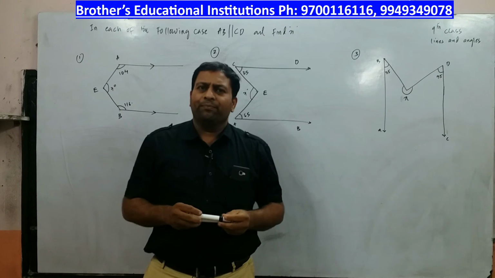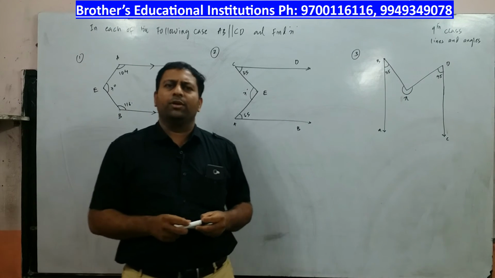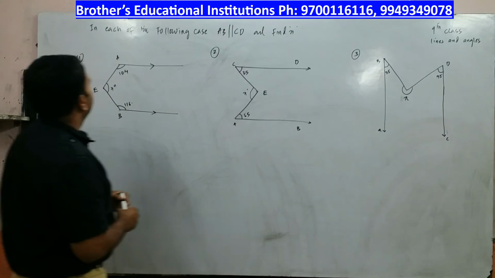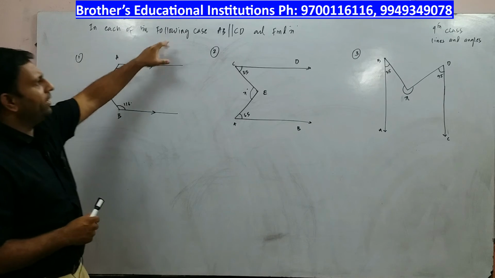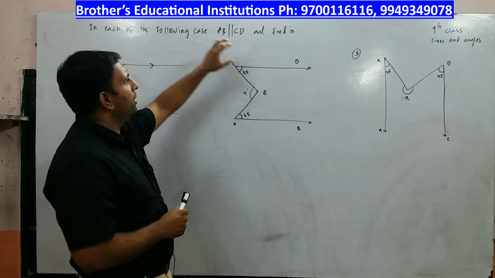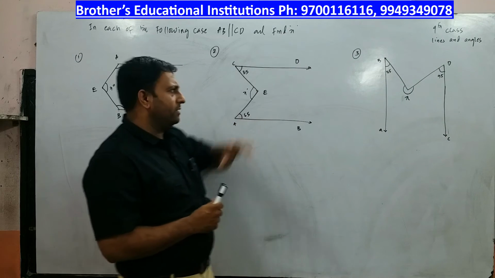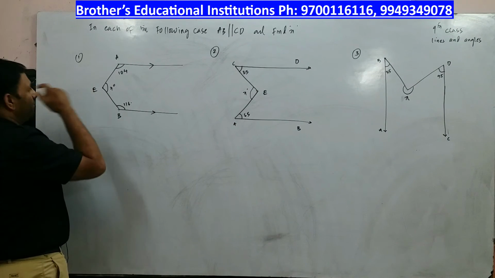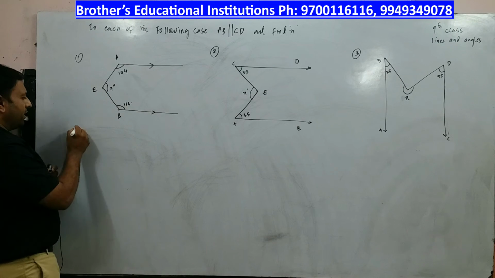Hello children, we will continue with lines and angles and a few more questions we are going to do today. Please follow it carefully. In each of the following three cases given to you, AB is parallel to CD. Then find the value of X. So let us observe this figure. In order to find the value of X, I must do some construction.